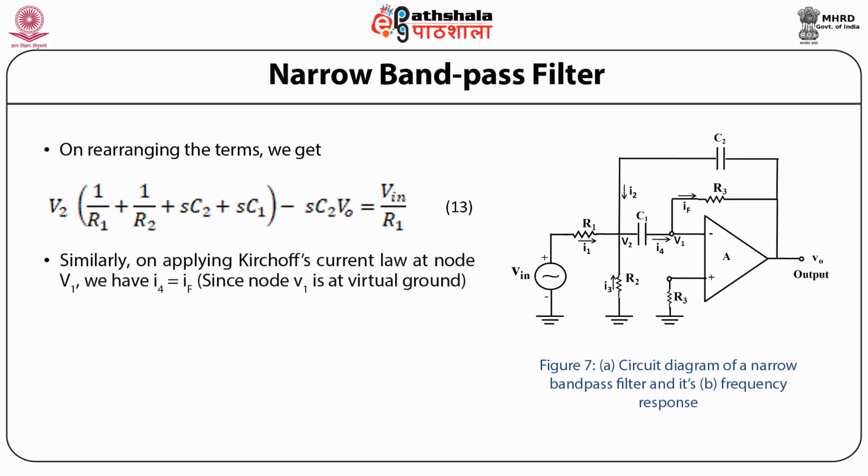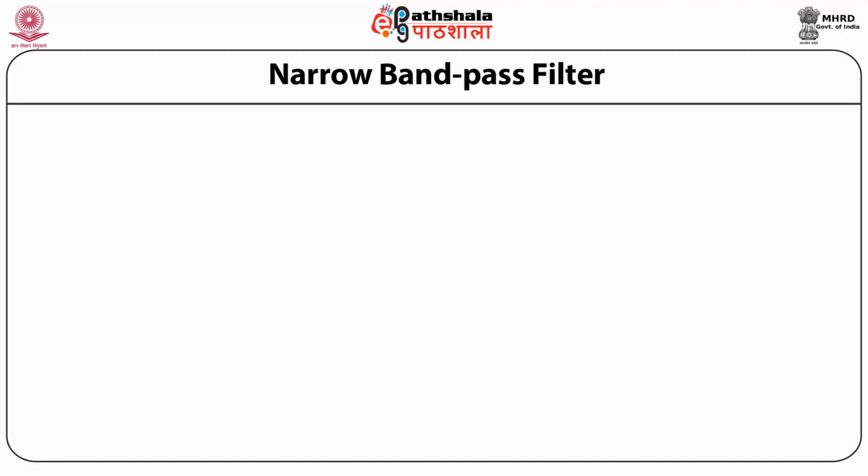Similarly, on applying Kirchhoff's current law at node V1, we have I4 equal to IF, since node V1 is at virtual ground. Therefore, S times C1 into V2 is equal to minus V0 divided by R3, or V2 is equal to minus V0 divided by SC1R3.